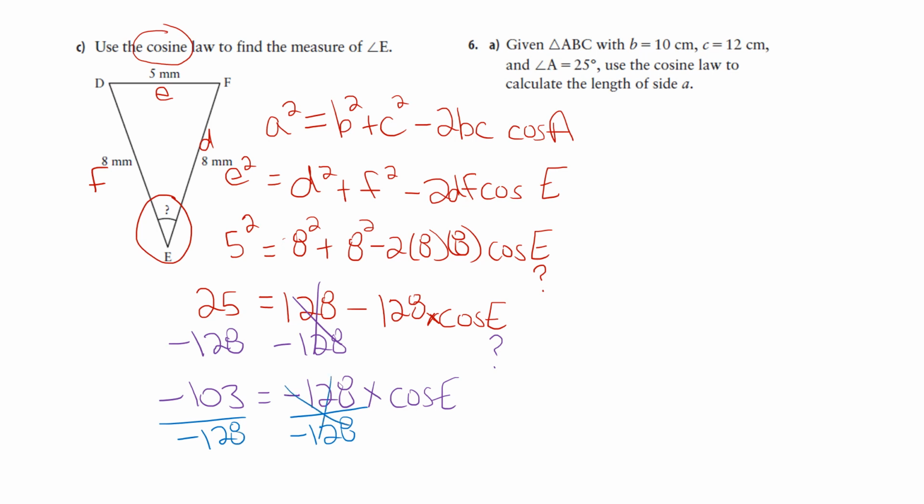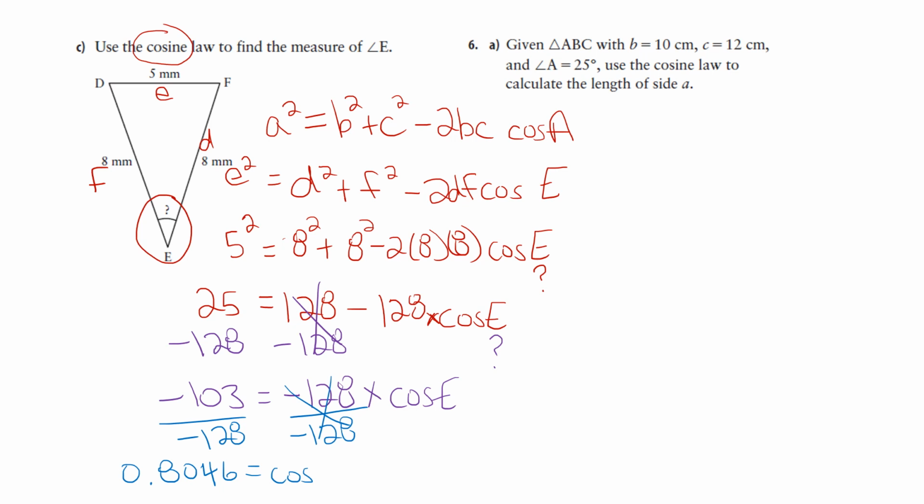And so that is going to get us one of those weird decimals. It should be a positive number because we're dividing two negatives. So 103 divided by 128 is 0.8046. We're going to do 4 decimal places. 0.8046 equals cos of E.